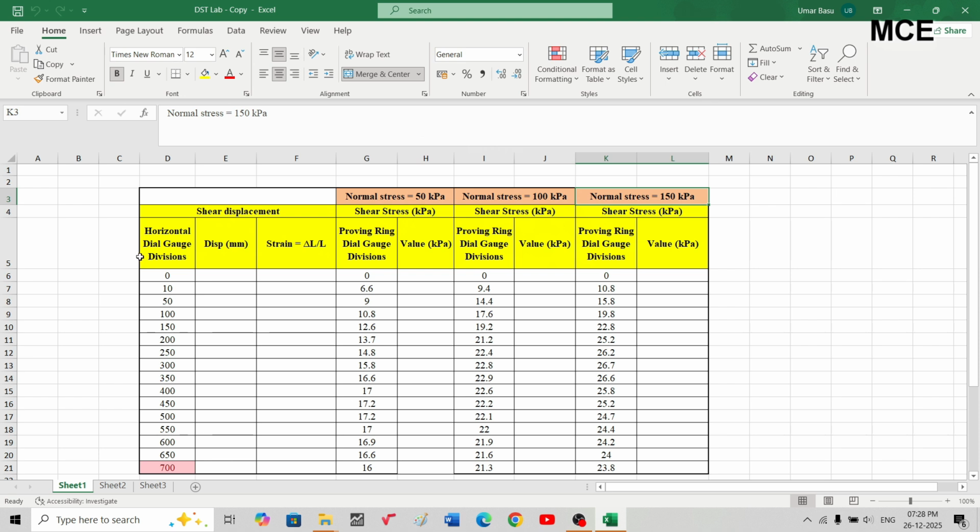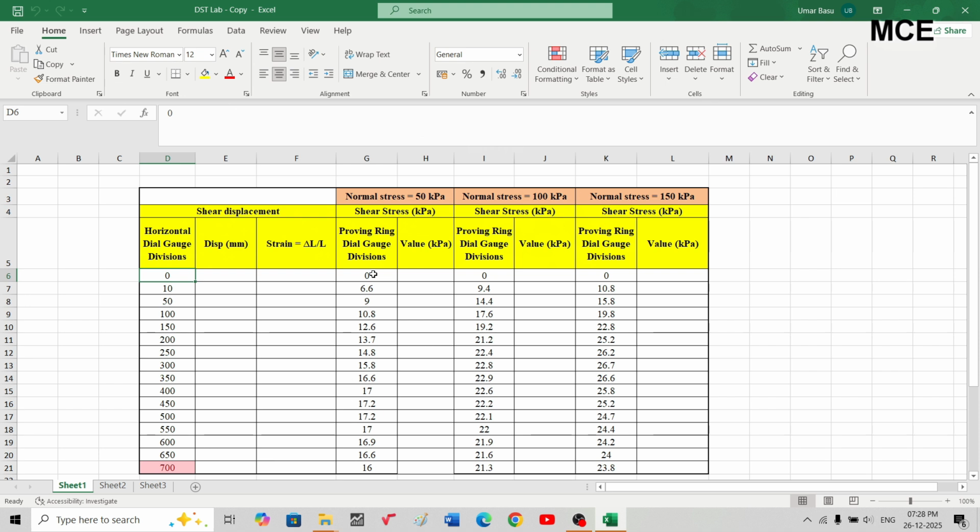As you know, in direct shear test, there are three dial gauges. First is the horizontal dial gauge, which measures the shear displacement. Then there is the proving ring dial gauge, which measures the shear force, and the third one is the vertical dial gauge, which measures the vertical displacement. We are not concerned with that. We will only take the data of two dial gauges, the horizontal dial gauge and the proving ring dial gauge.